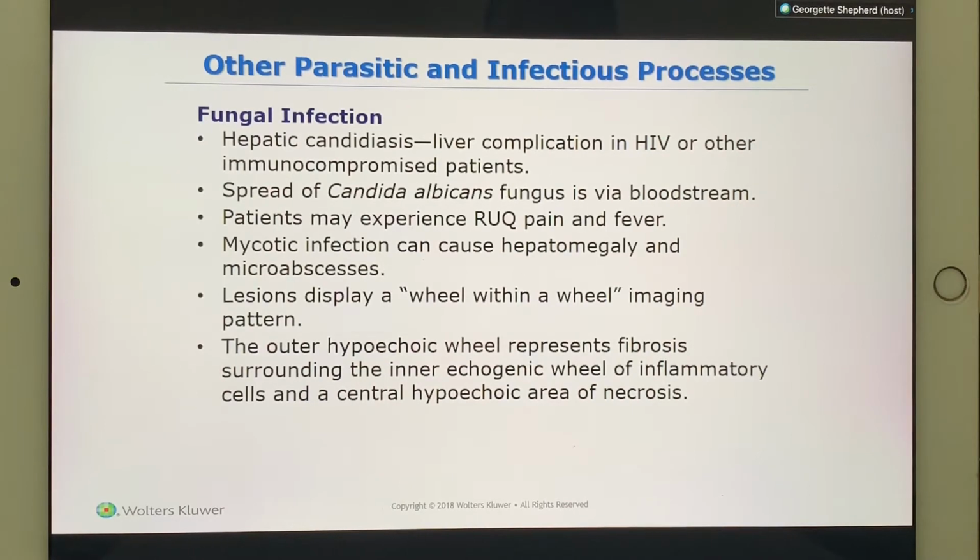When we think we see a fungus, our discerning sign is a wheel within a wheel. The outer wheel is fibrosis, and the inner wheel is necrosis. So everybody understand the differences between fibrosis and necrosis? Necrosis is dying of the tissue, or death of the tissue. Correct. Fibrosis is when it gets hard. Right. And necrosis is when it's dying off. Very good.